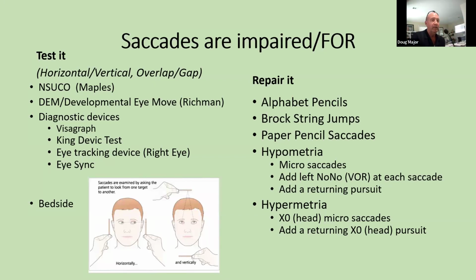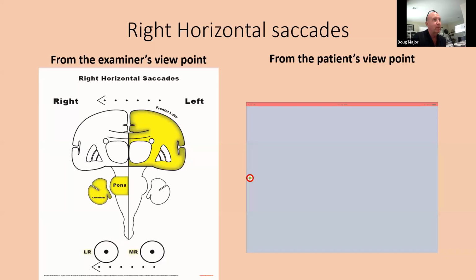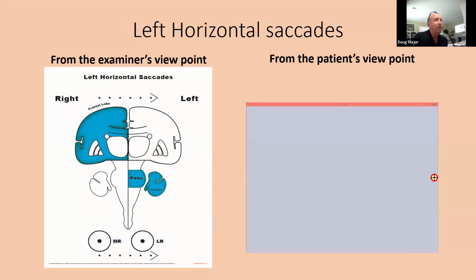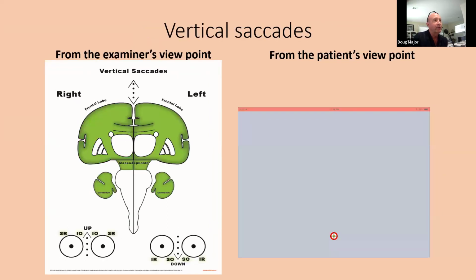X-O back. So we're going to do the cancellation for those. And let's go to horizontal right saccade. Jumping, that'll be our left frontal lobe, and our left saccade, right frontal lobe. Vertical, again, gets both sides of the brain.